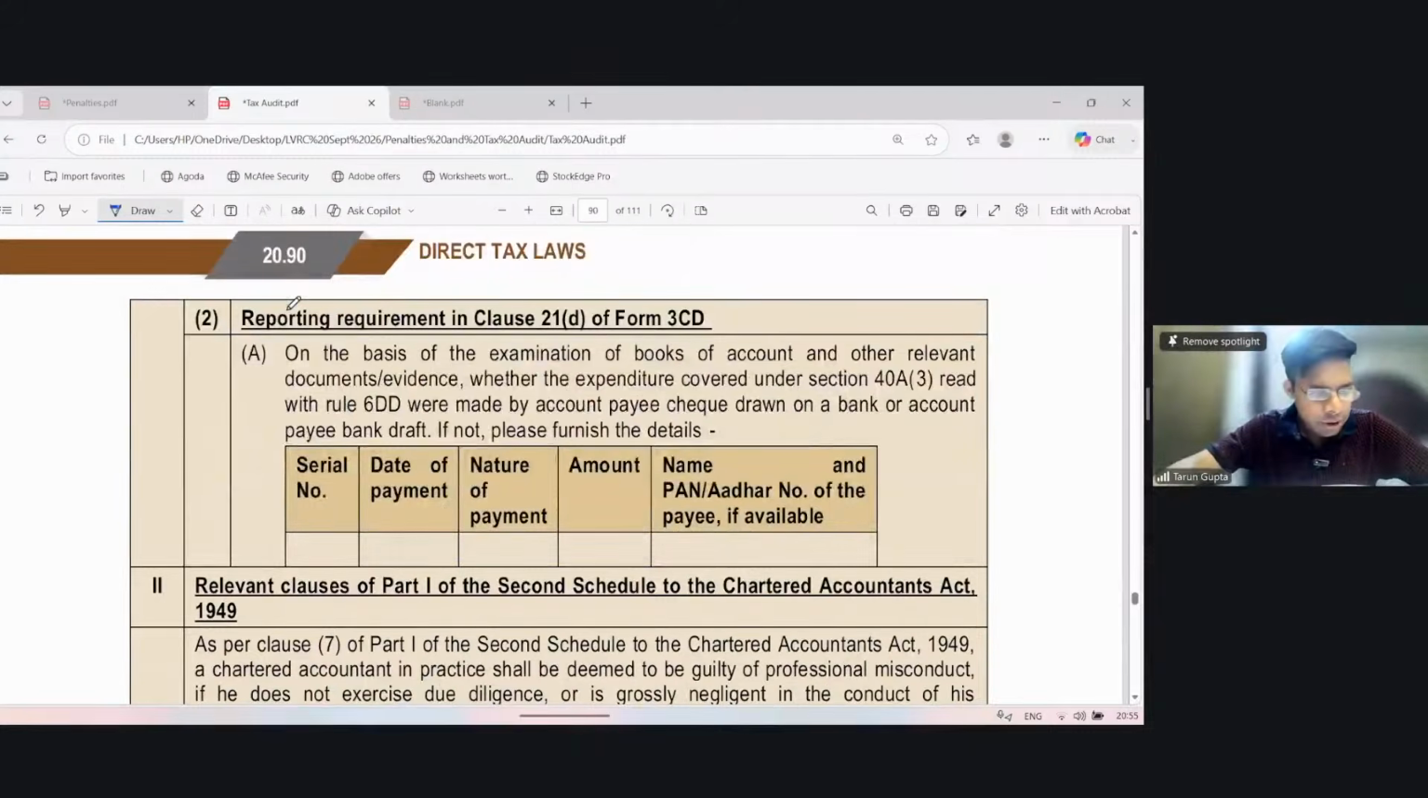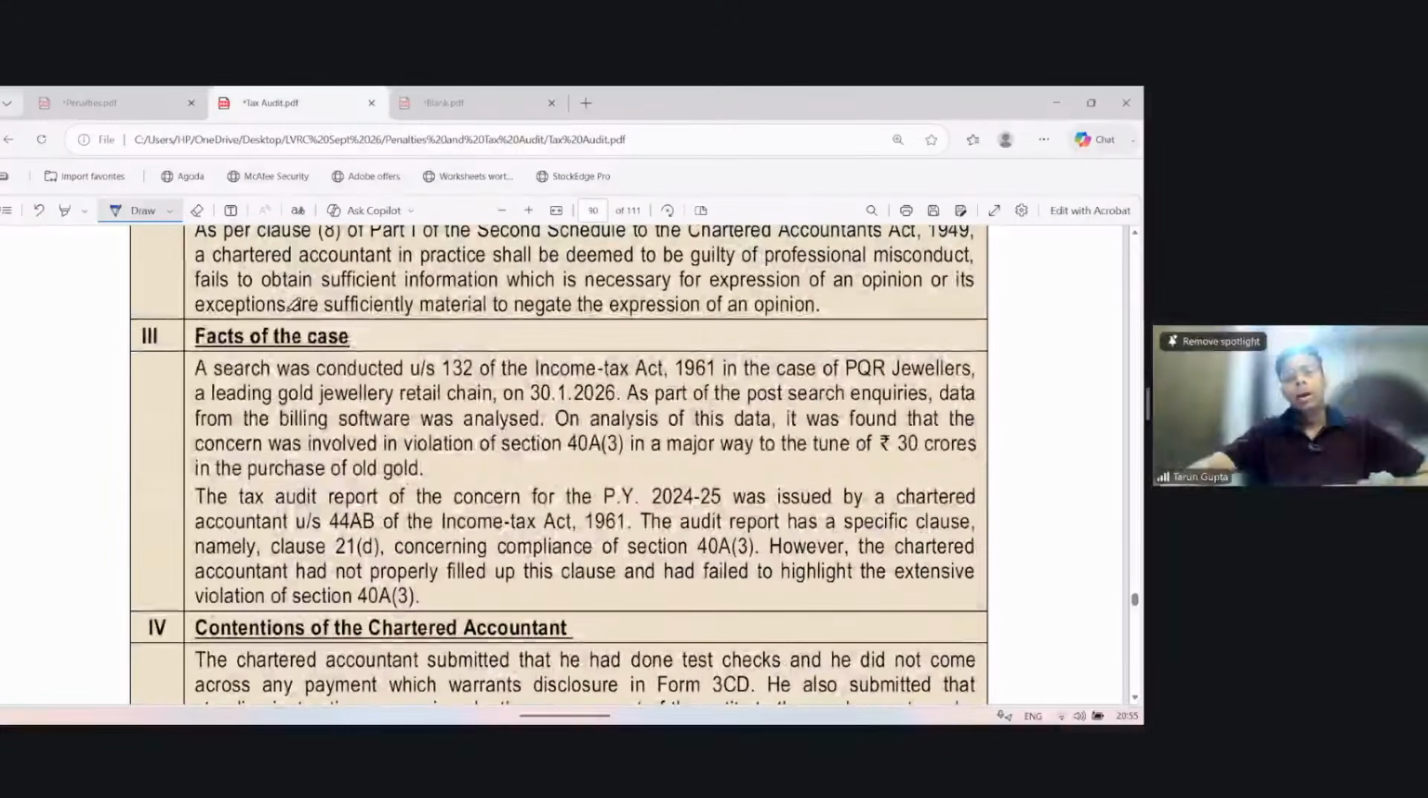Let's do this case study more. Last case study. A search was conducted under Section 132 of the Income Tax Act in the case of PQR Jeweler on 30th Jan 2026. As part of post-search inquiries, data from billing software was analyzed.